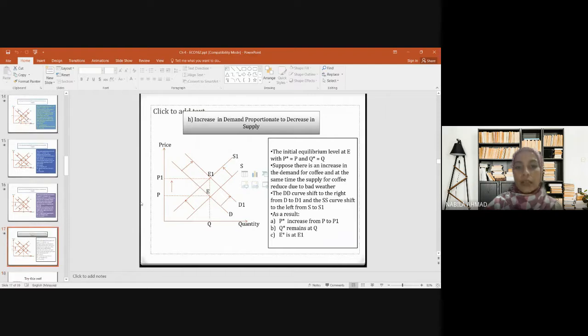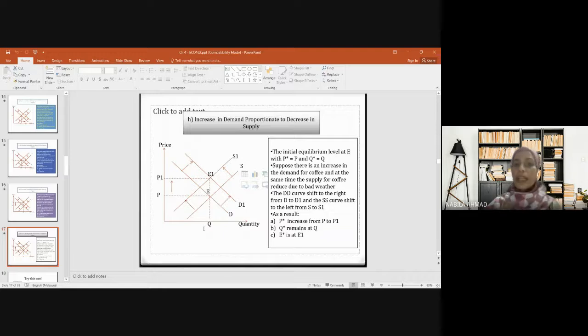And the last one, demand increase proportionate to decrease in supply. So demand increases, for example there is an increase in the demand for coffee. And the supply for coffee is reduced due to bad weather. So demand shifts to the right and supply shifts to the left. So this is the new equilibrium point. So price increases but quantity remains unchanged.